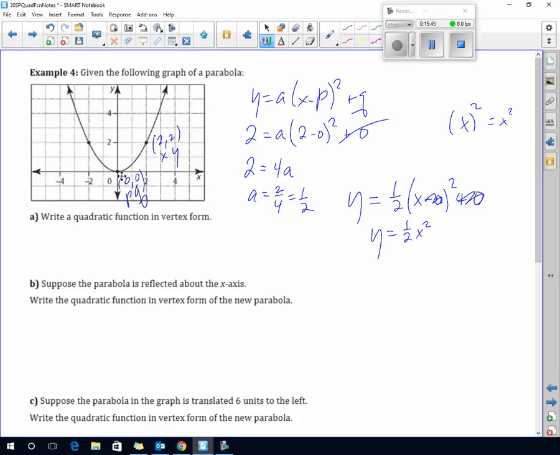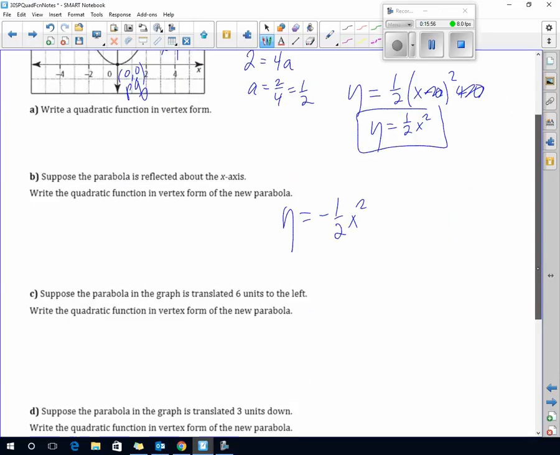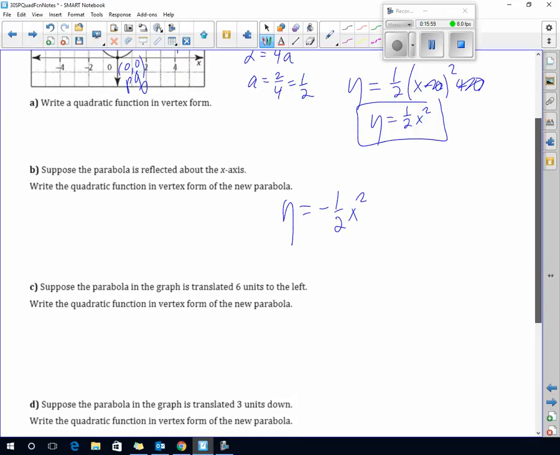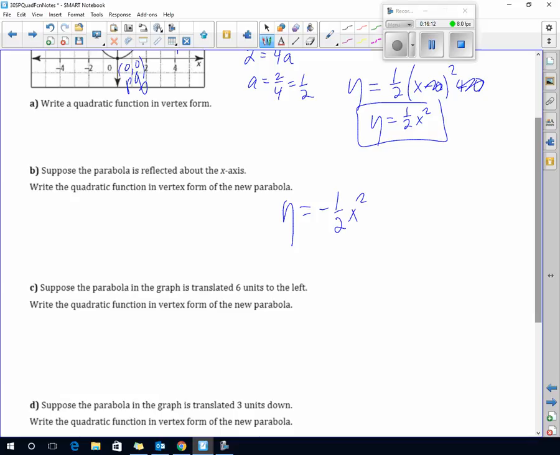Okay, now the same one, we're going back to y equals 1/2 x squared. Now it got translated 6 units left. What would my new equation be? 6 units left. y equals 1/2. Is it in brackets? Yeah, (x plus 6) squared. Very good. Very good.